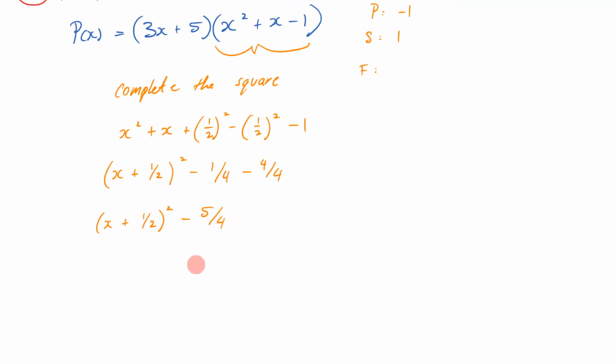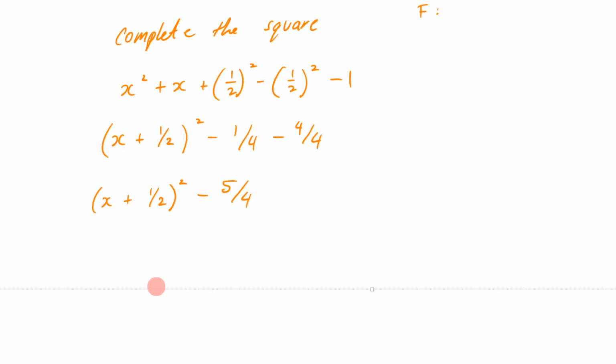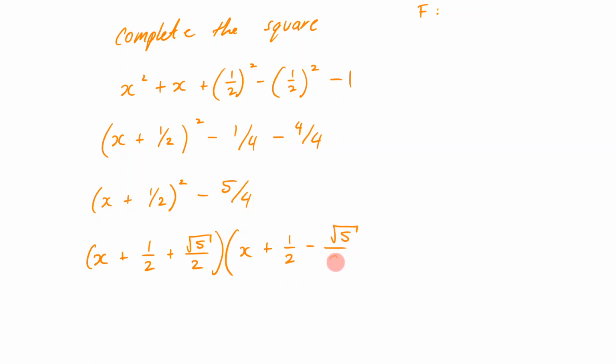Now once I've got it like this, I can actually write it a little bit differently. Just so it looks nice and factorized, I can write this as x plus 1/2 plus the square root of 5 on 2. So I'm just square rooting this, close it, x plus 1/2 minus the square root of 5 on 2. So I have factorized this.